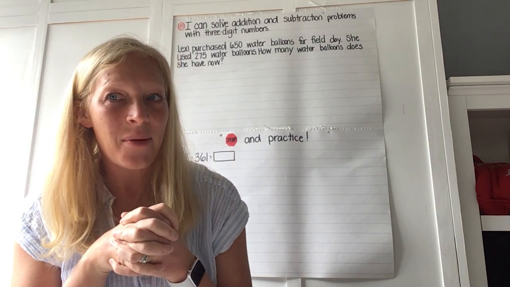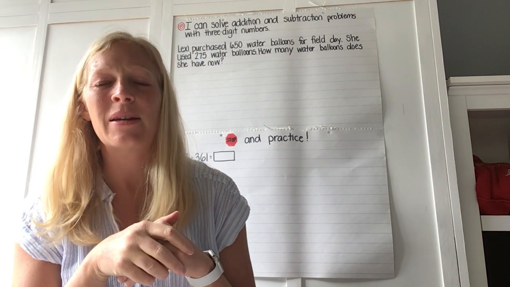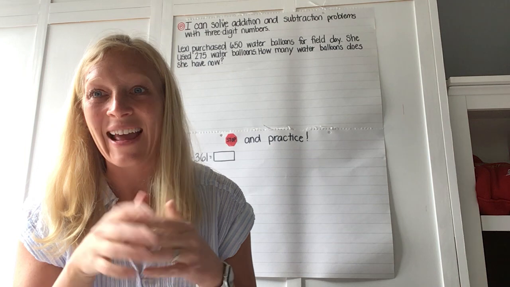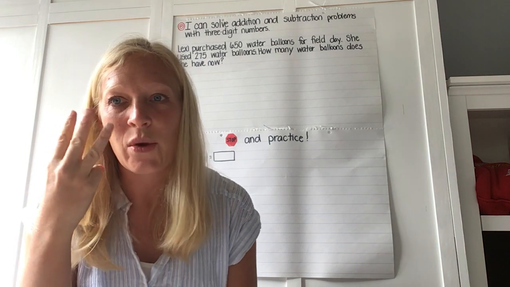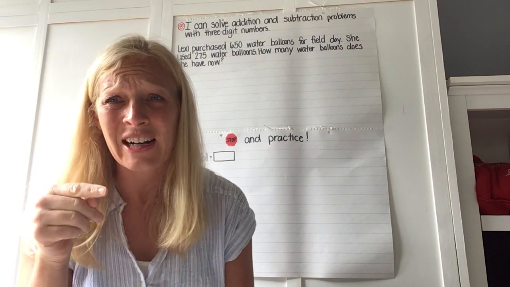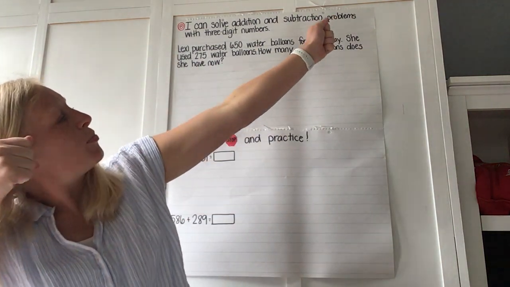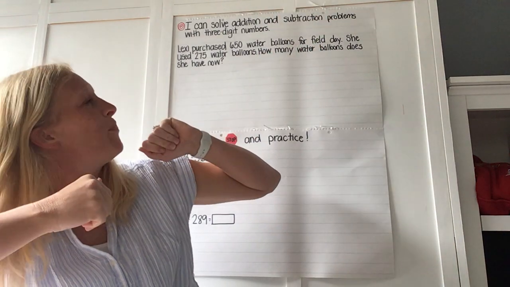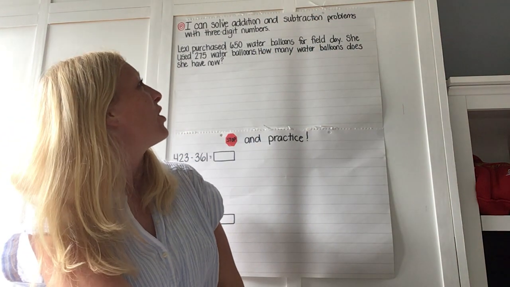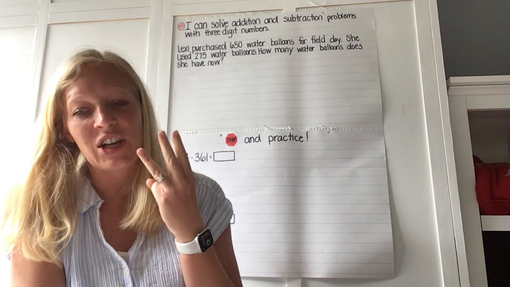I am so excited to be back with you because we are thinking about going back and putting into practice all that we've been learning about adding and subtracting numbers with 3 digits. Now, let's go ahead and look at our learning target, and then we're going to talk about what that means, okay? Let's go ahead and get those bows and arrows ready. I can solve addition and subtraction problems with 3-digit numbers.